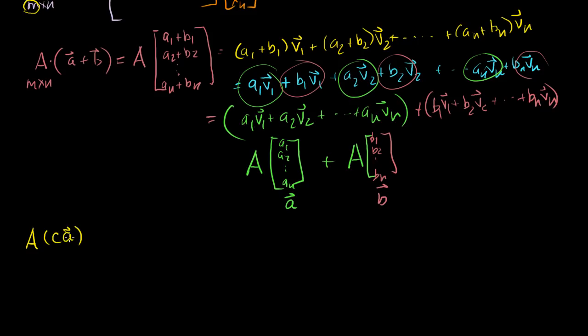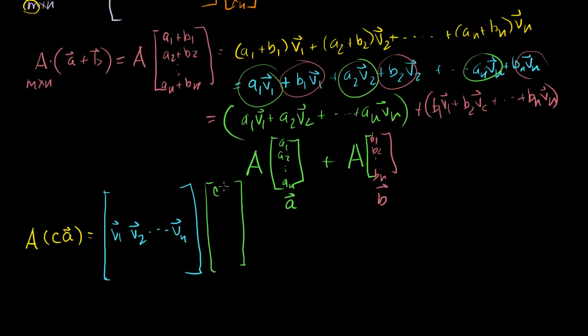So I'm multiplying my vector by a scalar first. I can write my big matrix A. I've already labeled its columns: v1, v2, all the way to vn. That's my matrix A. And then what does cA look like? cA, you just multiply that scalar times each of the terms of A. So it's ca1, ca2, all the way down to can.